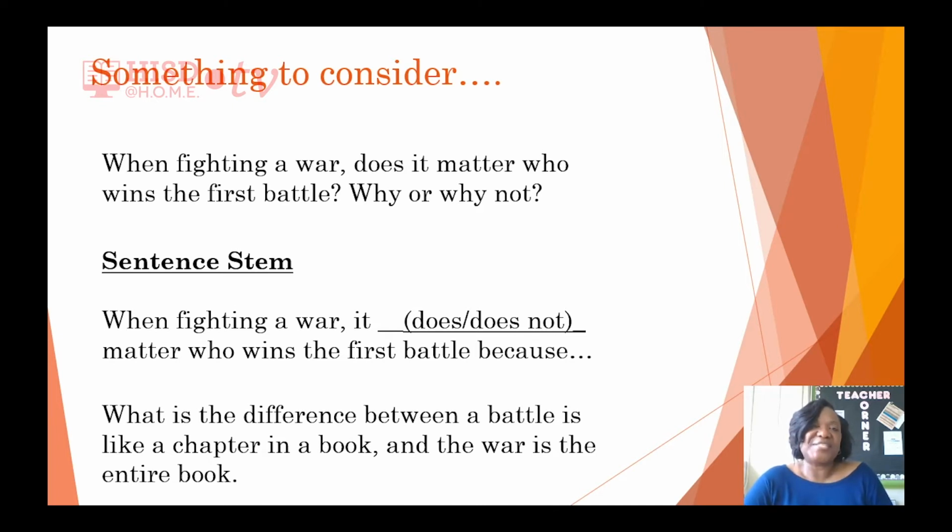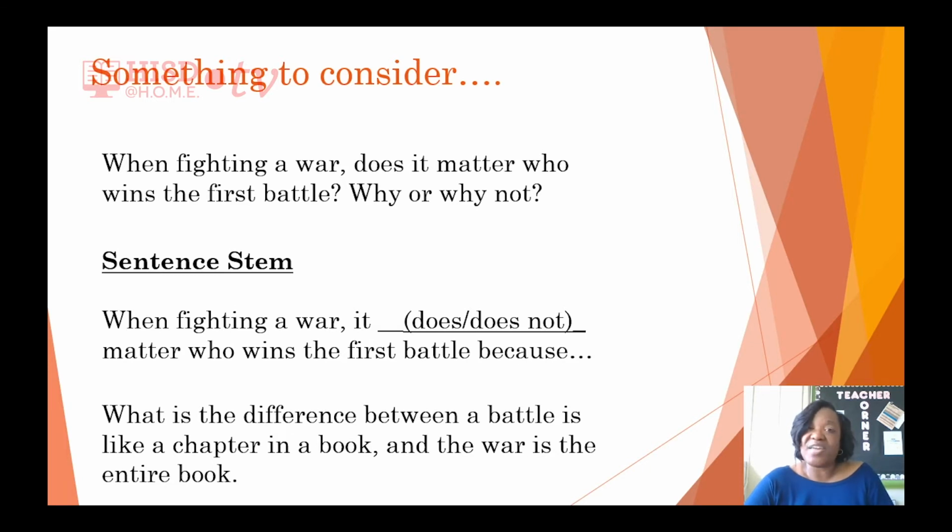Here's something to consider. When fighting a war, does it matter who wins the first battle? Why or why not? So maybe you can apply this to yourself and say, if you are in an argument with someone, does it matter which person wins the argument? Is it more important that you get your point across? Or is it more important that the other person gets their point across? And why would it be important? You probably said that it's more important for you to get your point across. I would probably say the same thing. So why is that important?